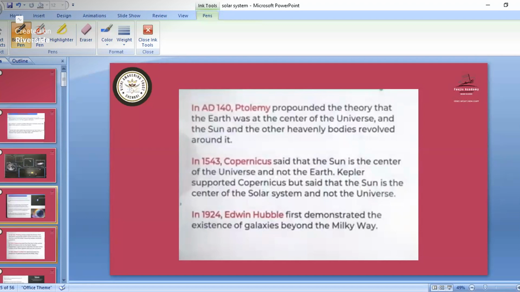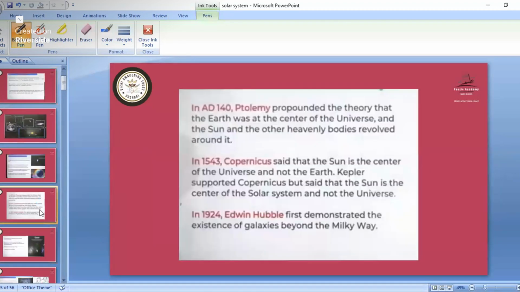That is Ptolemy. But in Copernicus' proposal, Kepler added something. He supported it and he added that the Sun is at the center of the solar system, not the universe. Copernicus said that the Sun is at the center of the universe, but Kepler said that the Sun is the center of the solar system, not the universe. Then in 1924, in the modern era, Edwin Hubble first demonstrated the existence of galaxies beyond the Milky Way. Okay. So we study Ptolemy, Copernicus and Edwin Hubble.